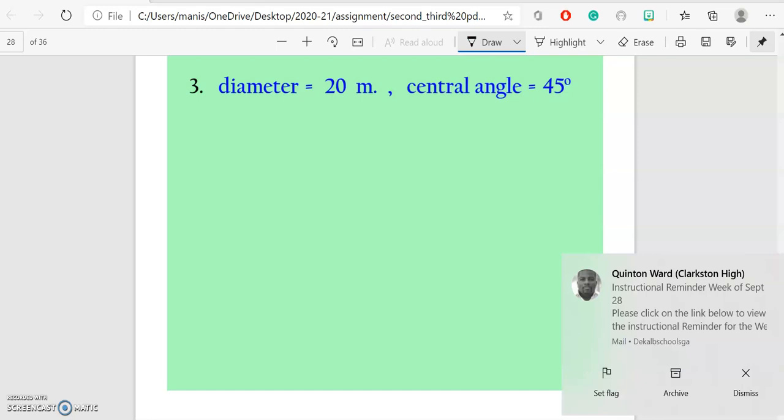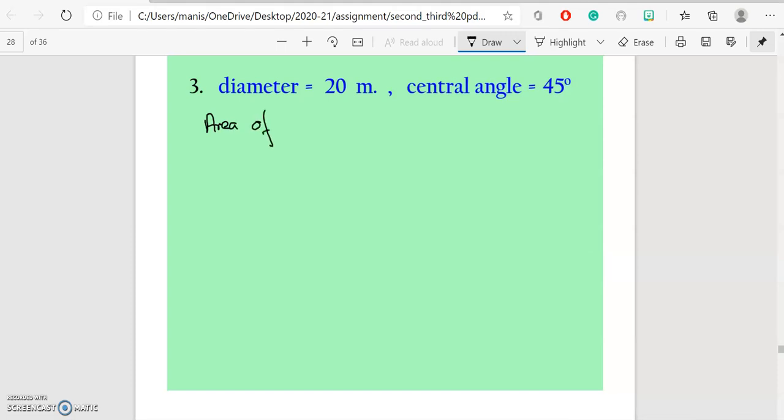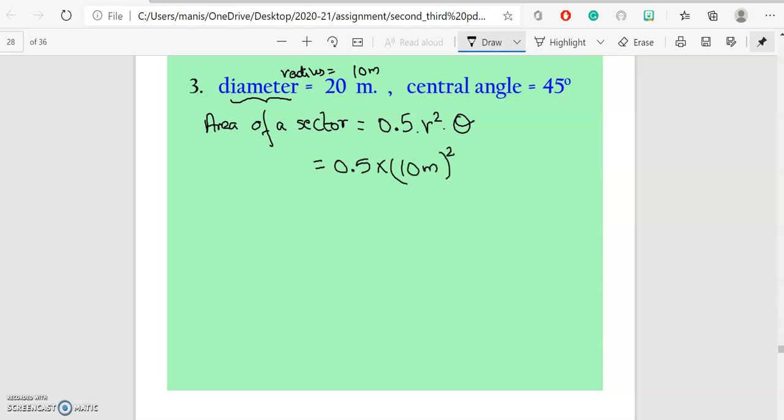Alright, in this question over here, again we have to find the area of a sector of a circle. Area of a sector, our formula is what? 0.5 r square theta. Now this is my 0.5. R means radius. Do you see the value of radius? No, but we have been given what? Diameter of the circle. And as you all know, radius is half of the diameter. So if diameter is 20, radius will be 10. So this is my 10 meters square, because the formula says square, times.